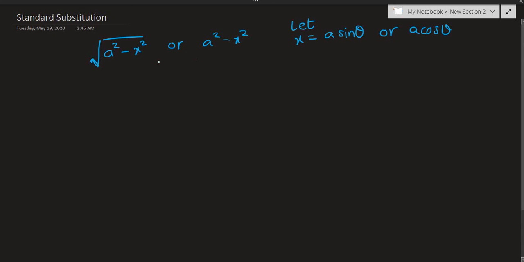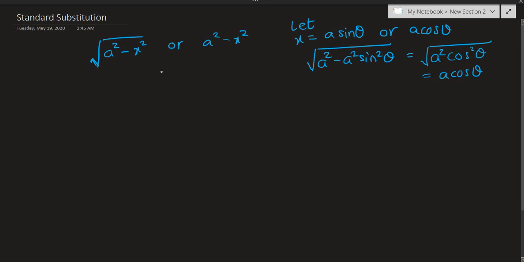And you know why? Because why don't you just plug that in over here? So you'll have a squared minus x squared is a squared minus a squared sine squared theta, using the square identities of trigonometric functions. Well, let me just show you the working here for the first one. You'll just end up with a squared can be factorized out, and you'll have 1 minus sine squared theta. That's cosine squared theta, right? So you finally end up with a times the cosine of theta. And if you substitute x as a cosine theta, you'll end up with a sine theta.